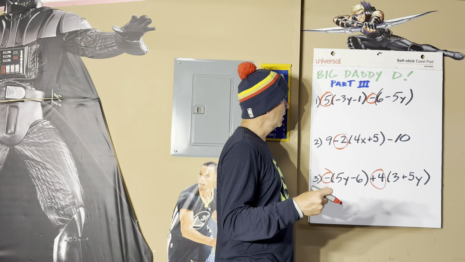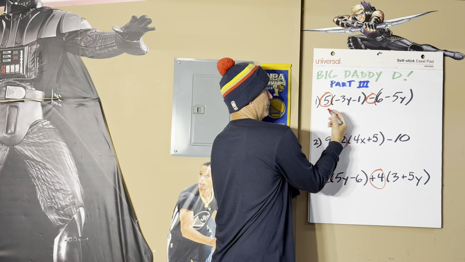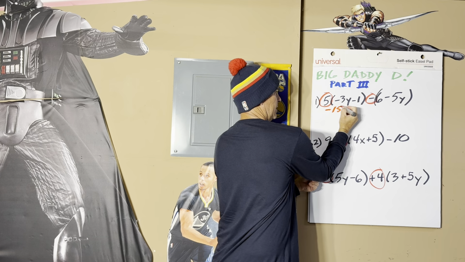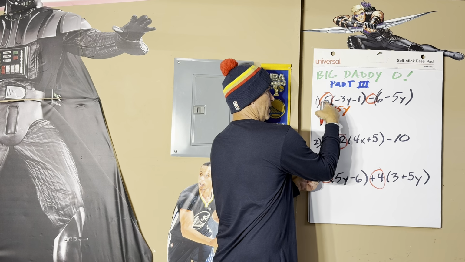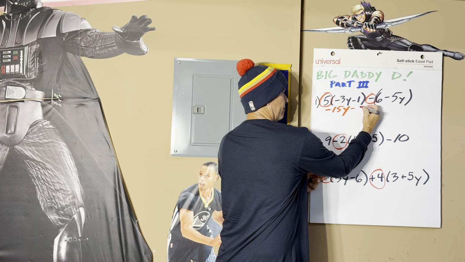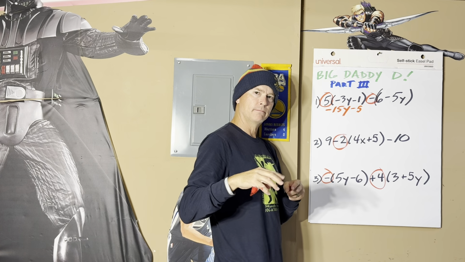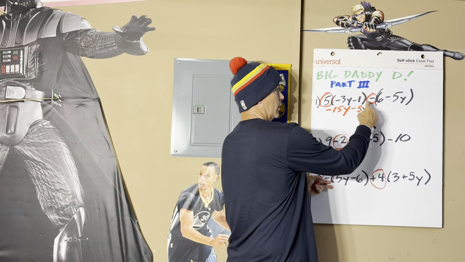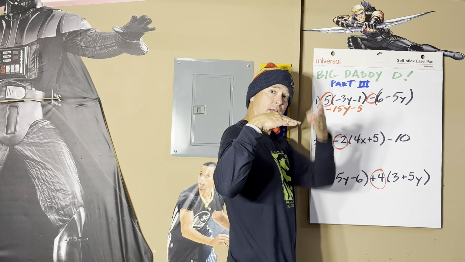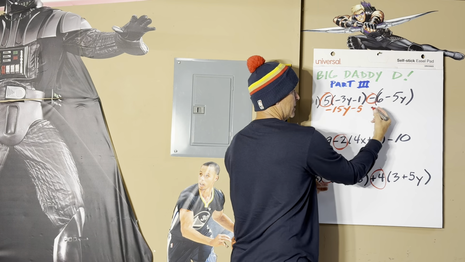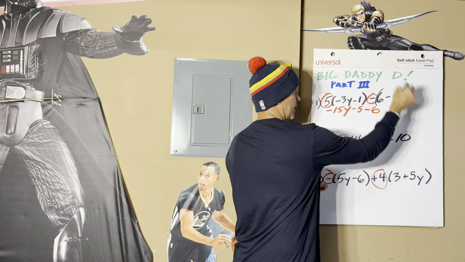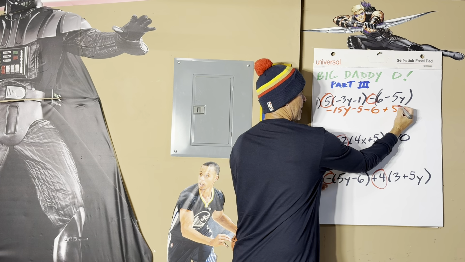Yikes. 5 times -3 is -15. Bring down the y. 5 times -1 is -5. Once you've distributed, you don't need the parentheses. Now we're going to go again. If a negative is touching, that means -1. -1 times 6 is -6. -1 times -5y is +5y.